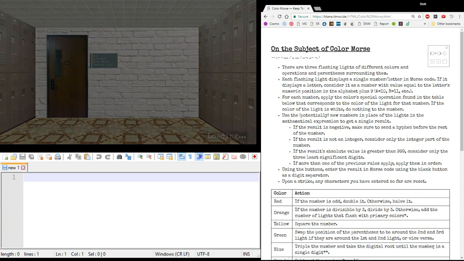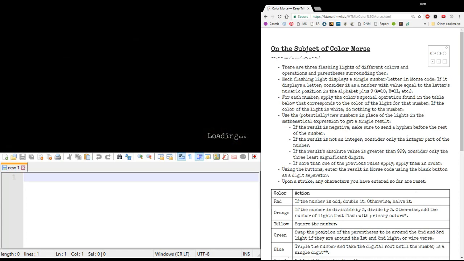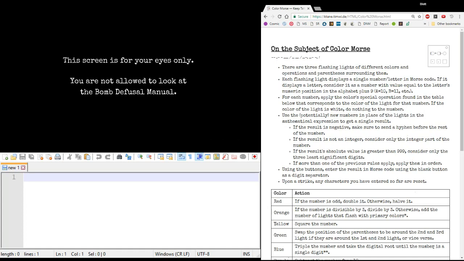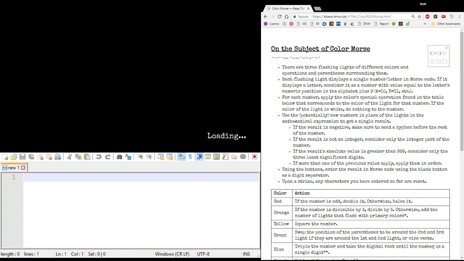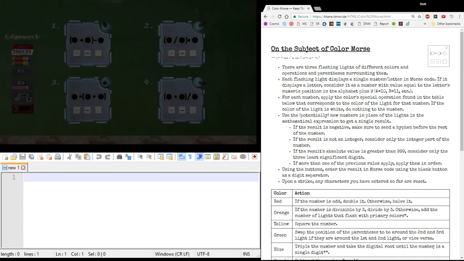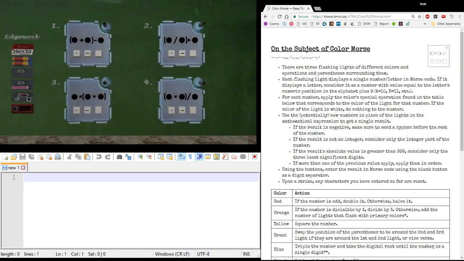For class today, we're going to be looking at the color Morse module. This one is edgework independent, so we're not going to have to worry about that to get started. So let's just dive right in and take a look. So here's your general form for the module. When the lights come on, there they are.